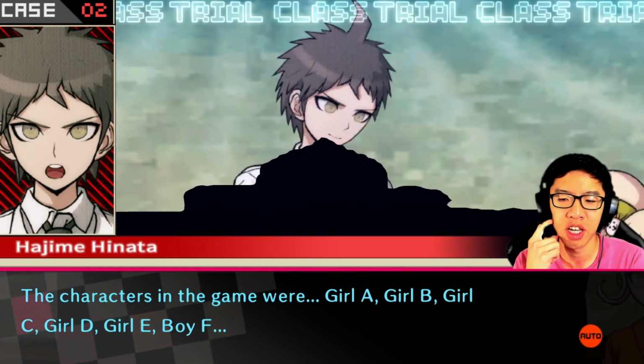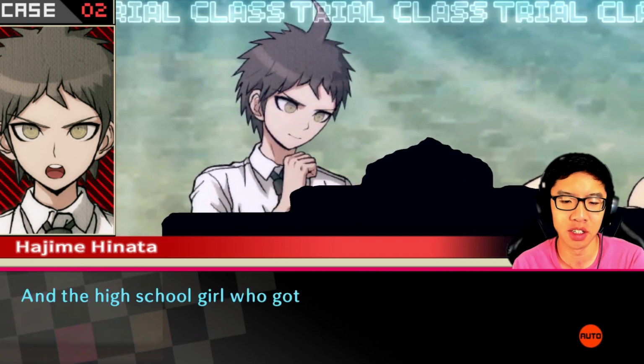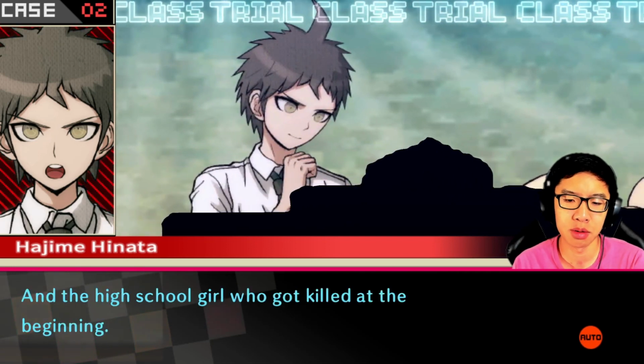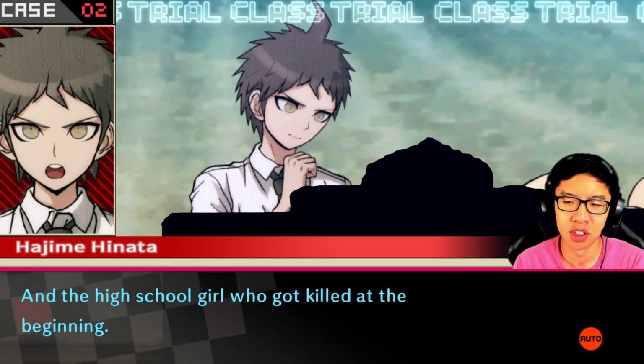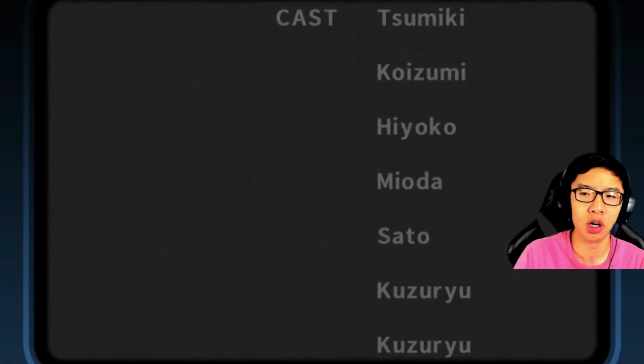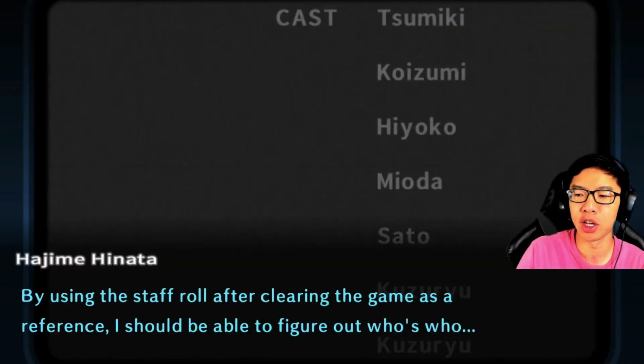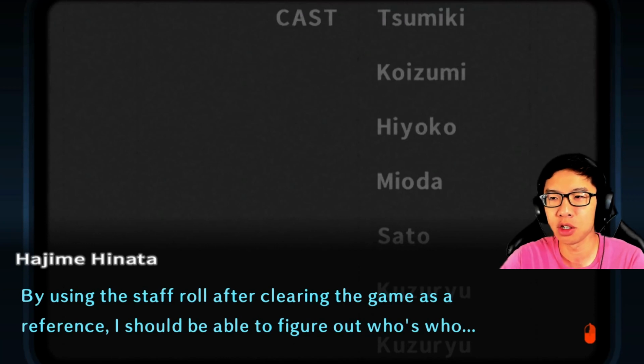The characters in the game were Girl A, Girl B, Girl C, Girl D, the high school girl that got removed. Oh, okay, I thought they were gonna show me the scene. Don't show me that. By using the staff roll after clearing the game as a reference, I should be able to figure out who's who. I mean, I'm not gonna remember all of that. Sumiki, Koizumi, Miyoda. Okay, I know the three that showed up, right?